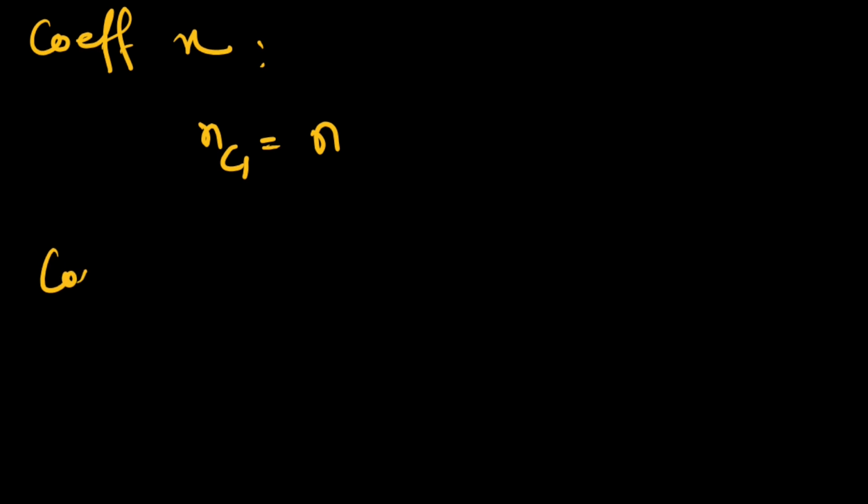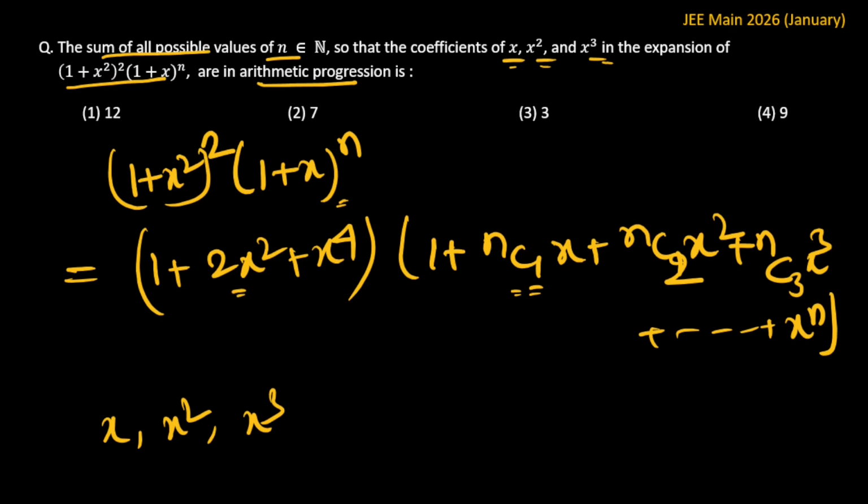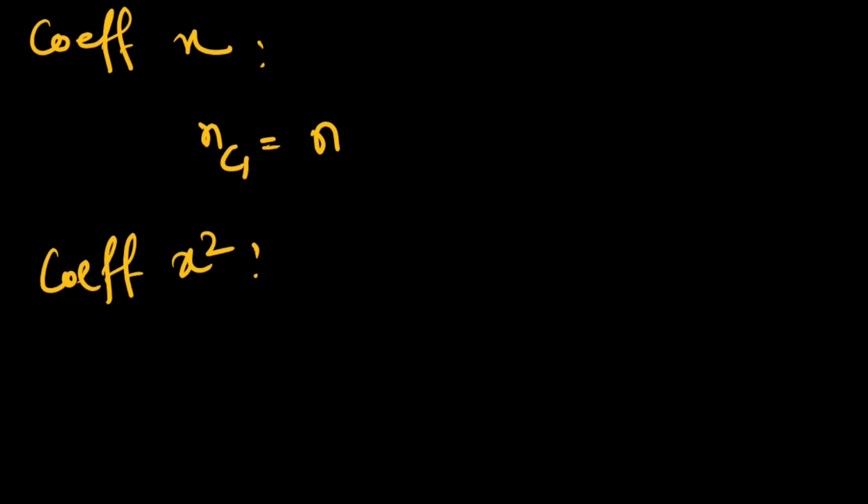Next, the coefficient of x square. How to find the coefficient of x square? This term is x square, so we multiply this term by this term, then we get a coefficient of x square, and also there is a coefficient of x square here, so we multiply this term by 1, and then we get the coefficient of x square. The rest are higher powers of x, so we only multiply 2 by 1 and nC2 by 1. So the coefficient of x square is equal to 2 plus nC2.